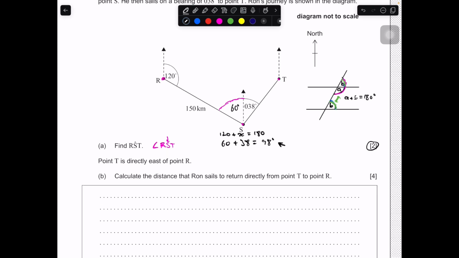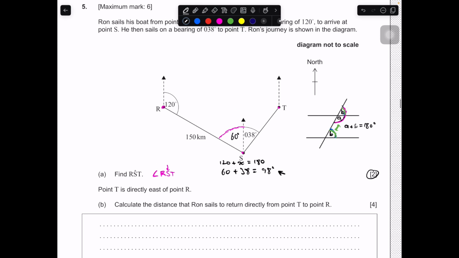Point T is directly east of point R. Calculate the distance that Ron sails to return directly from point T to point R. So directly east means that we travel directly on a flat line. So again, if we have north, south, east, and west, to go directly east means that we don't have any kind of deviation north or south, directly east. Which actually is quite nice, makes this question super simplified. It was very nice of them to do that, I think.